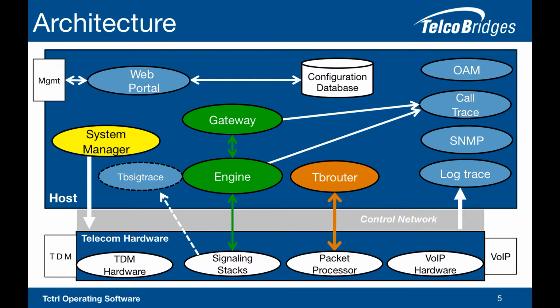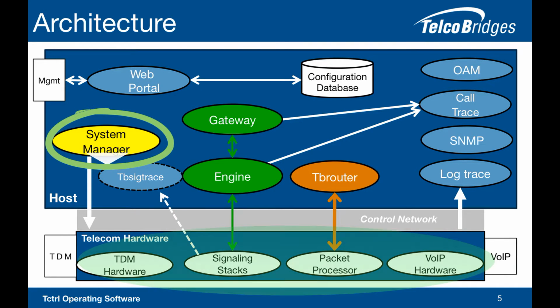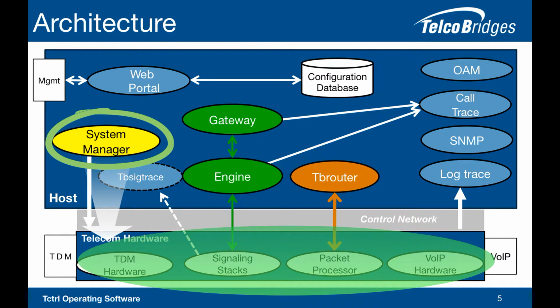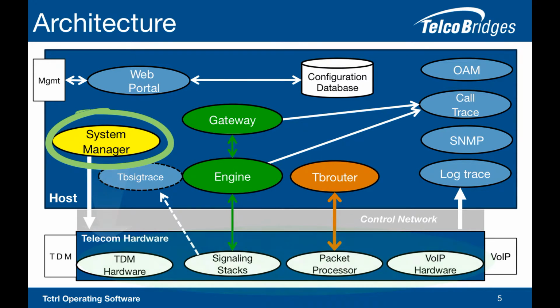Now, let's introduce the core applications. First, the system manager, which is responsible for pushing the static configurations to the telecom hardware, such as TDM hardware trunk and signaling stack allocation. By static, we imply that the system manager is not involved in the processing of calls. It also manages the signaling stacks, high availability, and the system clock synchronization.